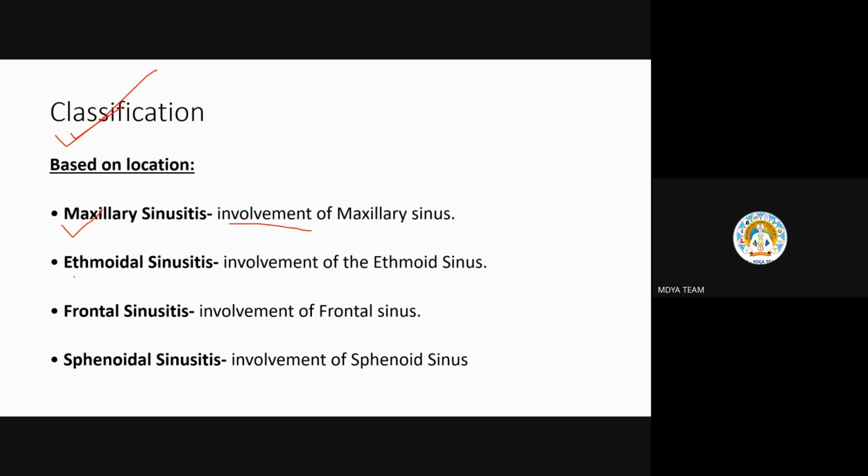If it is happening in the ethmoidal sinuses, it involves the ethmoidal sinuses, which means it is ethmoidal sinusitis. Frontal sinusitis: if only the frontal sinuses are involved, then we can call it frontal sinusitis. Sphenoidal sinusitis: when only the sphenoidal sinuses are involved in the inflammation, we can call it sphenoidal sinusitis.